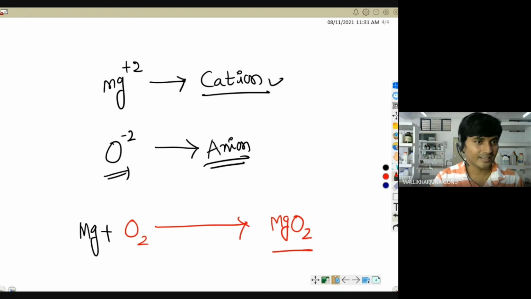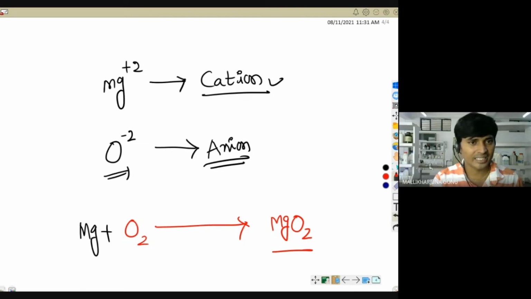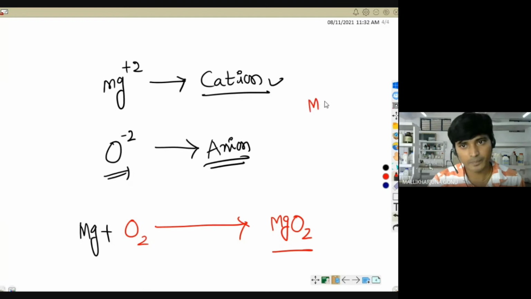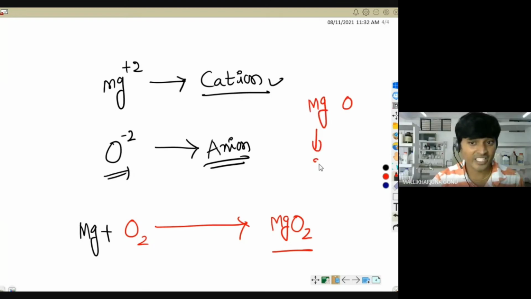Yes, Vaishali, what is the reason? Sir, by giving 2 electrons, magnesium is balanced, and by taking 2 electrons, oxygen is also balanced. We are not talking about the electrons here. First you should know how to write the chemical formula. Yes, Prithviraj, you want to say something? Sir, the valency gets cancelled. So what is the valency of magnesium? +2, sir. Magnesium valency is 2.